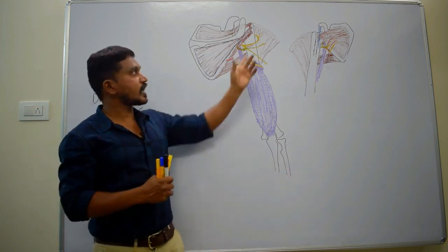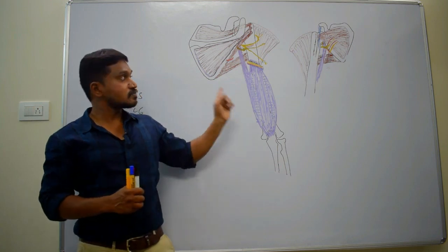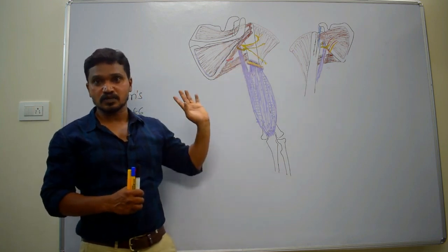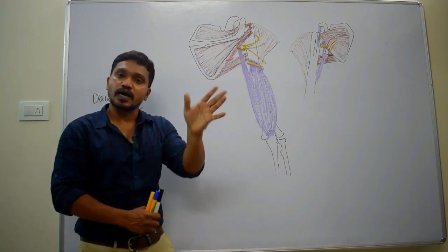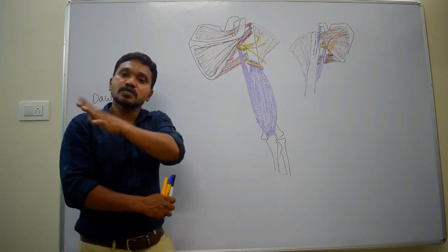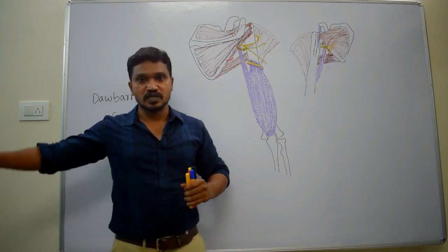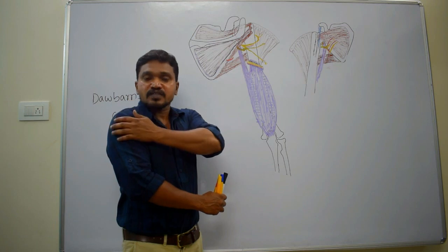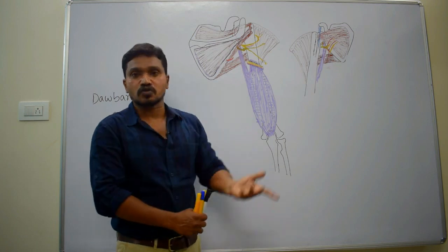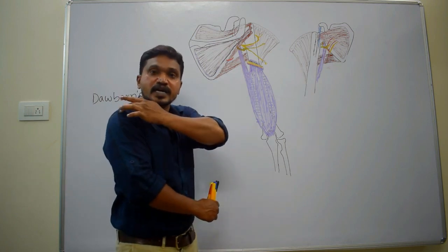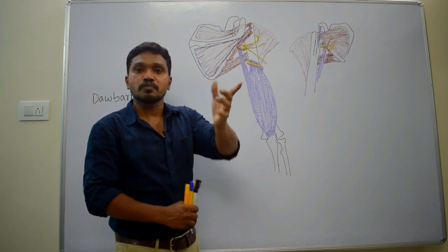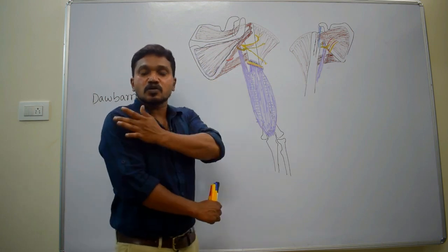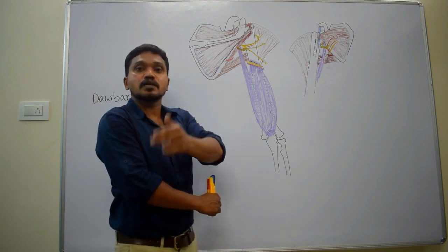If there is injury to the axillary nerve, what will happen? It is mainly supplying to where? The deltoid muscle. So the deltoid muscle will be paralyzed. If the deltoid muscle is paralyzed, there is no abduction up to 90 degrees. Along with that, the deltoid muscle will undergo atrophy, so that the greater tuberosity becomes prominently visible. Then the skin over the deltoid muscle, especially the regimental badge area.